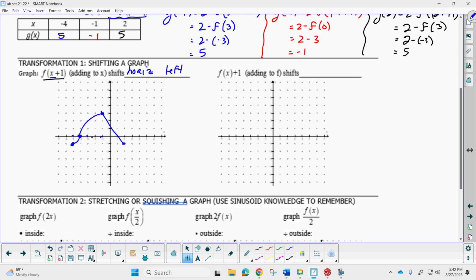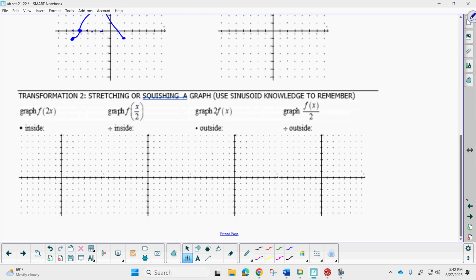What if you add outside the function? Well, given that the function is y, then adding to the function changes y. In this case, it doesn't go the opposite of what you might think. It's logical. Up 1 shifts it vertically. Now, in the interest of time, I assume you could shift that graph up 1. So let's bypass sketching that, and let's just go to the stretching and squishing kind of thing.